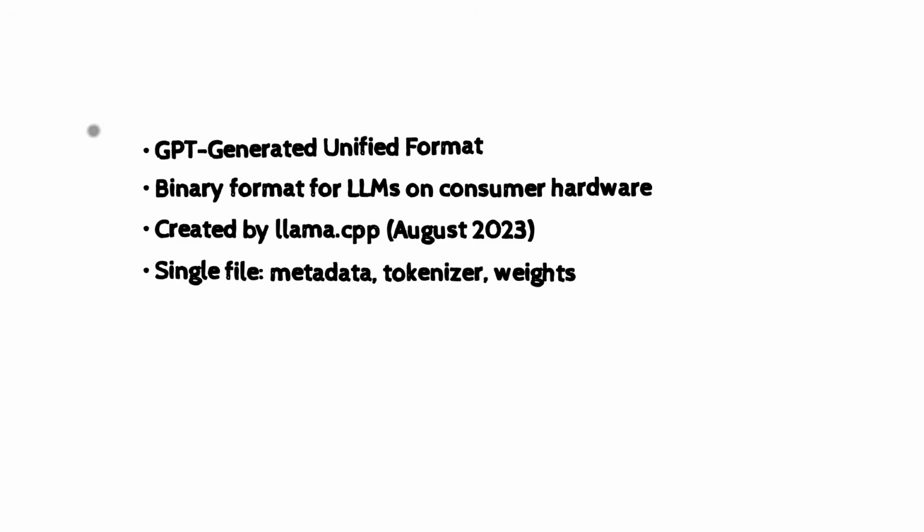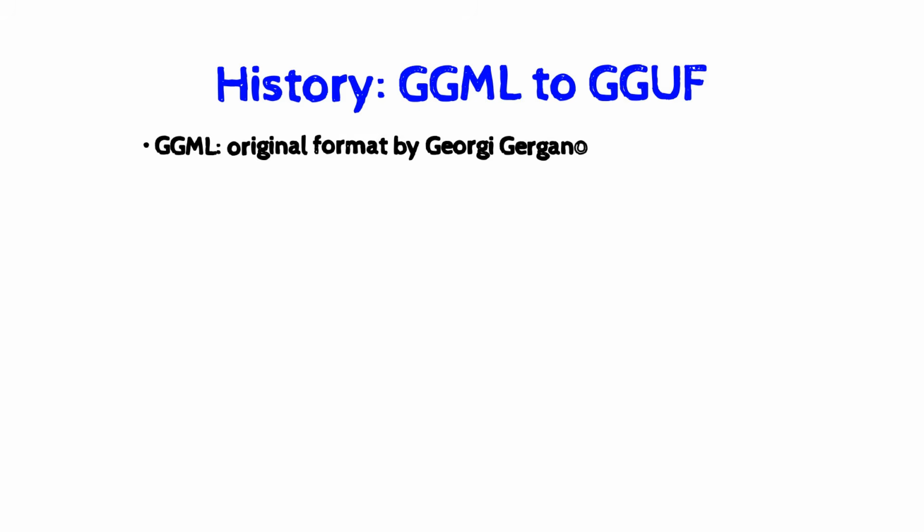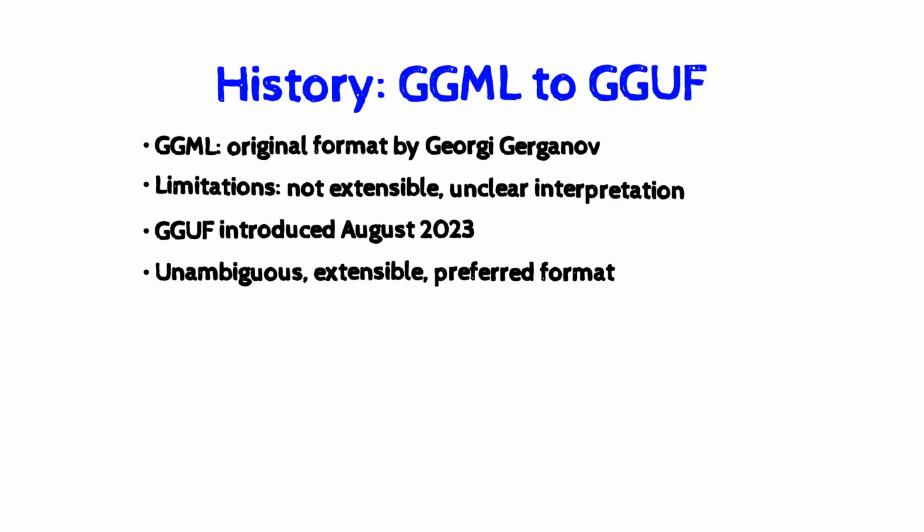The history of GGUF begins with GGML, the original format created by Georgi Gerganov for llama.cpp. GGML worked well but had limitations. It wasn't easily extensible and sometimes lacked clarity in how model data should be interpreted. In August 2023, GGUF was introduced as a successor to address these issues. GGUF was designed to be unambiguous, containing all necessary metadata within the file itself, and extensible for future model architectures. This evolution marked a significant improvement, making GGUF the preferred format for the local AI community.